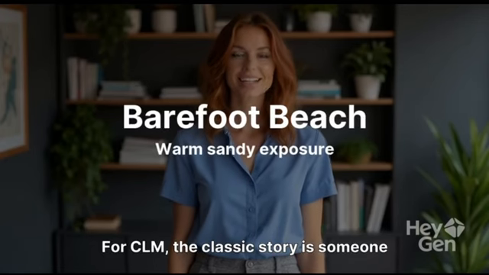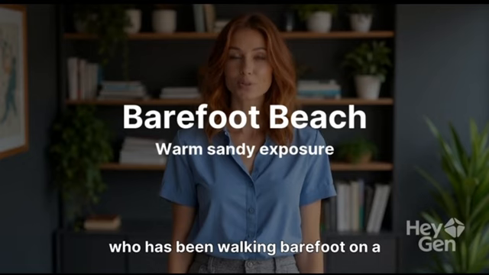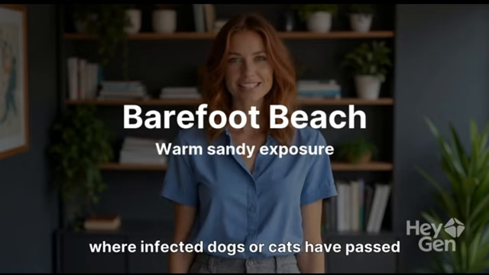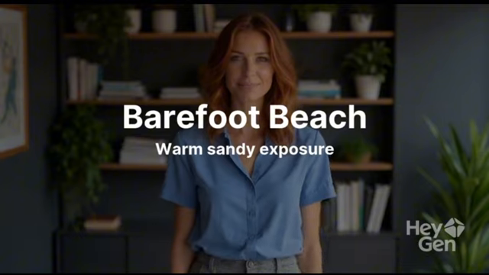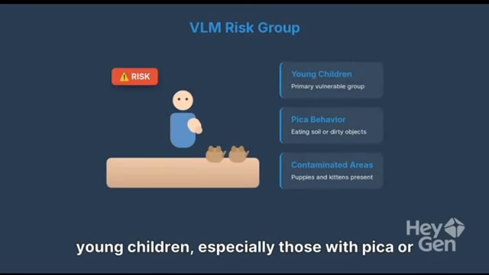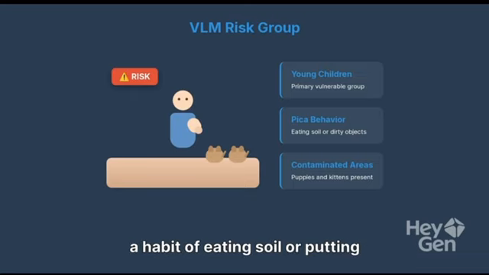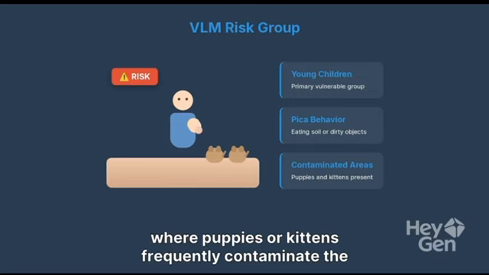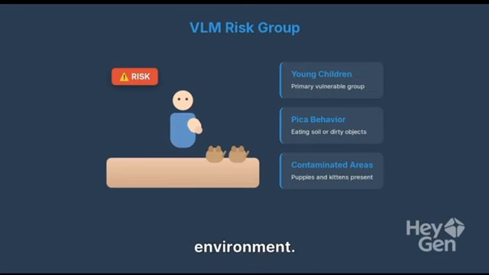For CLM, the classic story is someone who has been walking barefoot on a warm, sandy beach or in a sandbox where infected dogs or cats have passed stool. For VLM, a typical risk group is young children, especially those with pica or a habit of eating soil or putting dirty objects into their mouths, in areas where puppies or kittens frequently contaminate the environment.